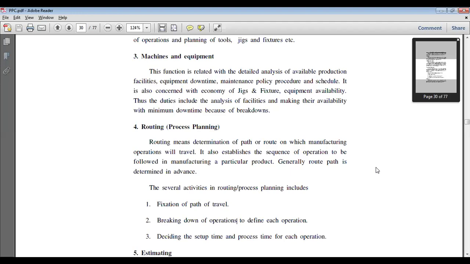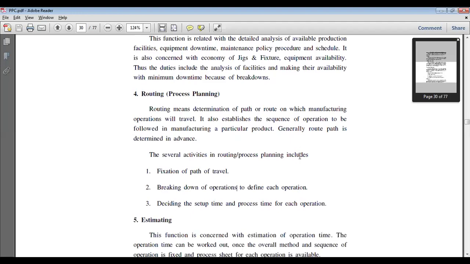Deciding the setup time and process time for each operation. This is also an important factor that we have to take care of. How much loading time is required, setup time is required, and at the same time process time, that we have earlier discussed, how much time is required for processes. So this is called routing or process planning.